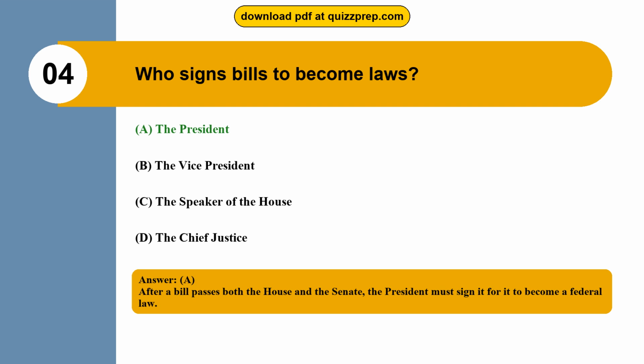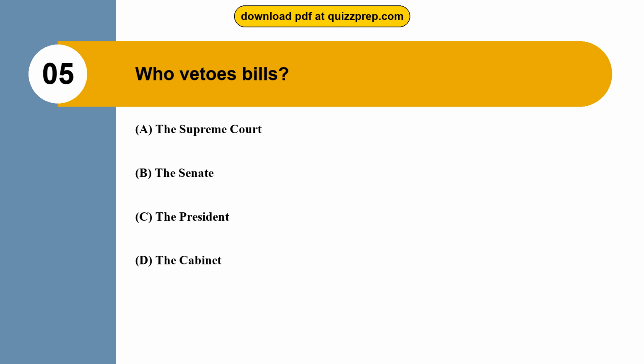After a bill passes both the House and the Senate, the President must sign it for it to become a federal law. Question 5. Who vetoes bills? Option A, the Supreme Court. Option B, the Senate. Option C, the President. Option D, the Cabinet. The correct answer is option C, the President.